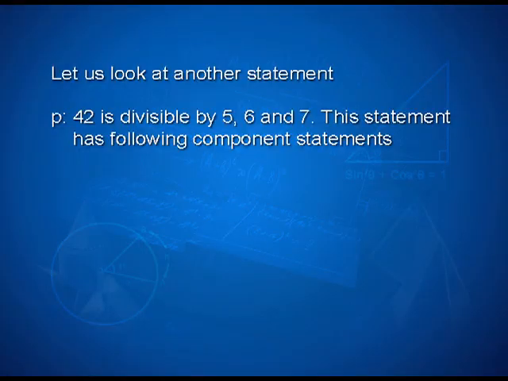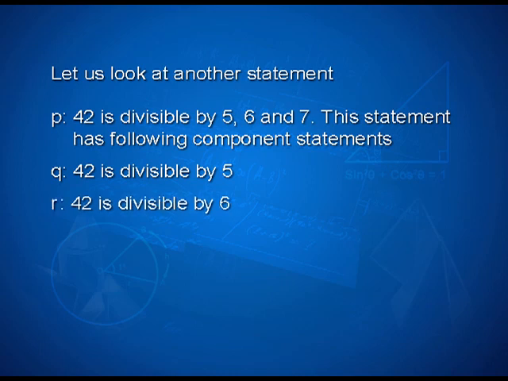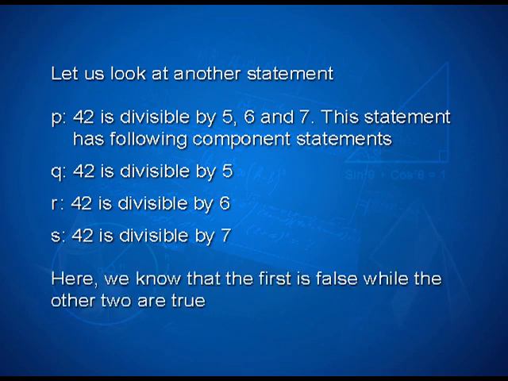Let us look at another statement. P: 42 is divisible by 5, 6 and 7. This statement has following component statements. Q: 42 is divisible by 5. R: 42 is divisible by 6. S: 42 is divisible by 7. Here we know that the first is false while the other two are true.